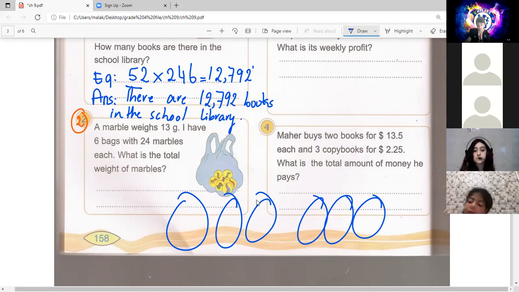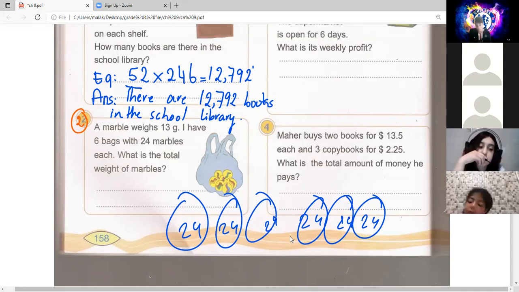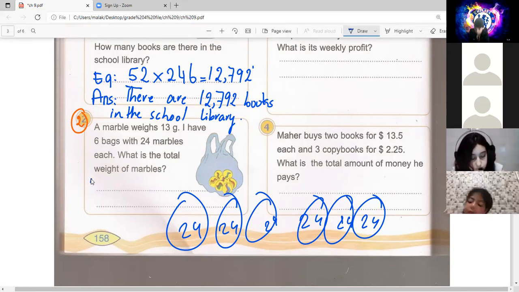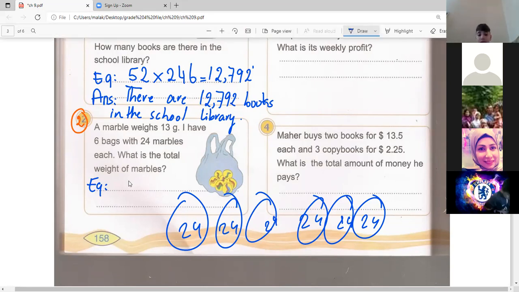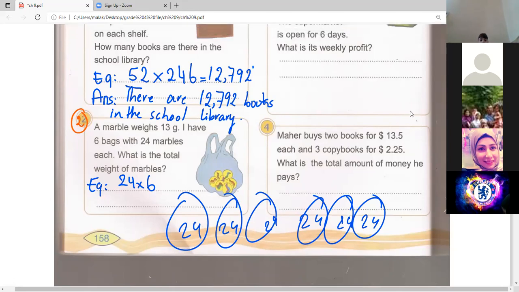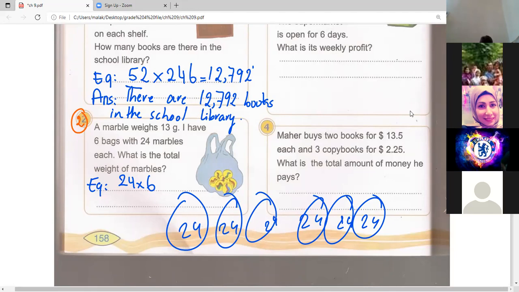How many bags of marbles do we have? 6 bags. Inside each bag, how many marbles are there? 24 marbles. So we are repeating this number how many times? Six times. So what shall I do to find the total number of marbles in all the bags? Times, we are repeating. We are repeating 24 six times, so 6 times 24. I'm asking you to find the total number of marbles. So we are adding 24, 24, 24, but instead of addition, because we are repeating this number several times, we multiply it by 6.